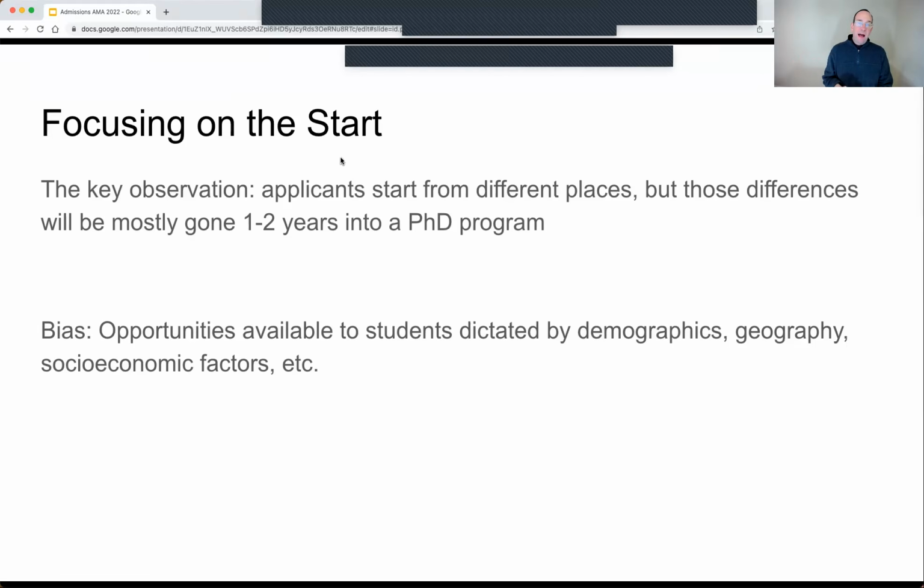The opportunities you have are going to be dictated by the institution you went to, where you grew up, where you live in the world, socioeconomic factors. But the reality is that most of these differences disappear within a year or two of the PhD. The fact that someone comes into our program with 4 ACL papers versus someone with no ACL papers, within a year or two, they're often in kind of the same place. And so focusing on where they are at that moment is not a very good way of predicting long-term success.